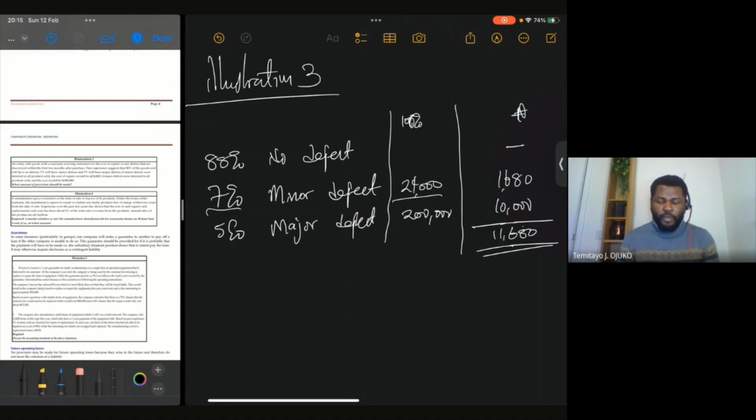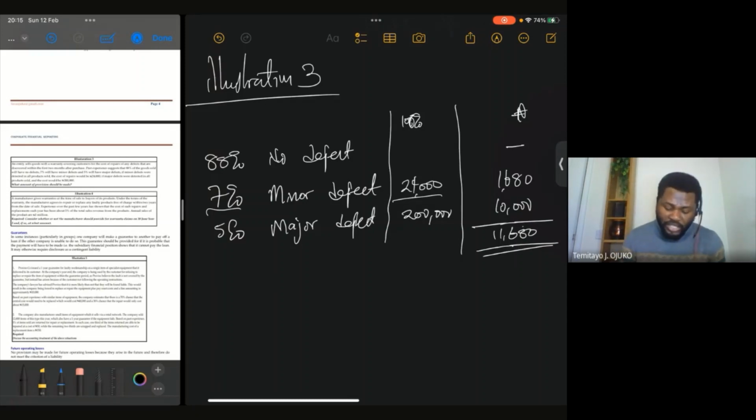So don't forget the total cost if all products have minor defect, if 100% of the product have minor defect, is 24,000. And we're only expecting 7% of that 24,000. That's what we did. Then 5% for major. If we are going to repair the whole product that was sold, it is 200,000. And we expect just 5% out of that whole product to have a major defect. Then we just do 5% of the 200,000. That's how we got 10,000. Then the total is 11,680.